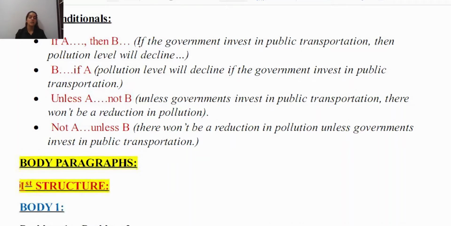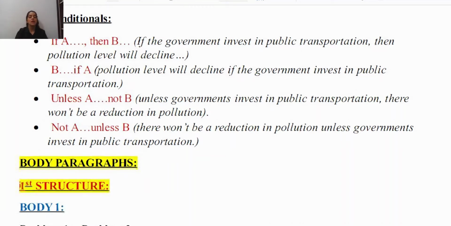Unless A, not B. Unless means if not. So unless governments invest in public transportation, there won't be a reduction in pollution. Not A, unless B. So again, we've got the exchange between these two phrases. There won't be a reduction in pollution unless governments invest in public transportation. So there we go with different types of conditional structures that you can use in your introduction.